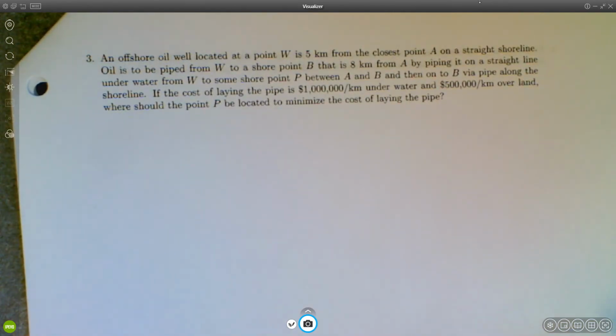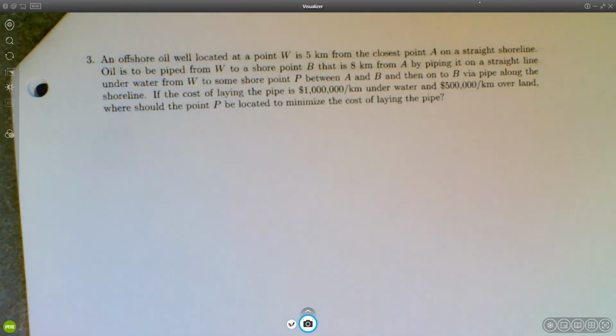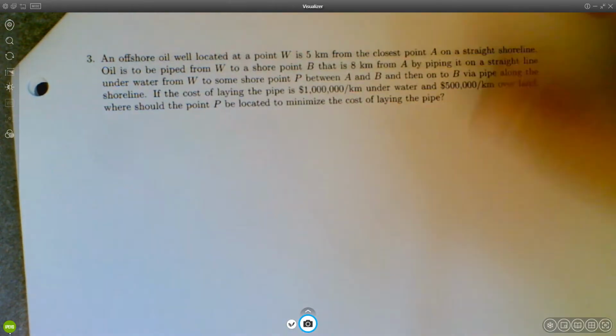So it says an offshore oil well located at a point W is 5 kilometers from the closest point A on a straight shoreline. Whew, okay. Oil is to be piped from W to a shore point B that is 8 kilometers from A by piping it on a straight line underwater from W to some shore point P between A and B. Oh, are you lost yet? Because I'm lost. And then on to B via pipe along the shoreline. If the cost of laying the pipe is $1 million per kilometer underwater and $500,000 per kilometer over land, where should the point P be located to minimize the cost of laying the pipe? Woo, definitely going to have to draw this out.